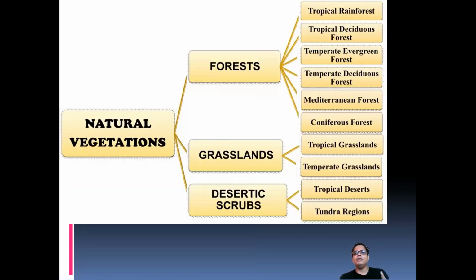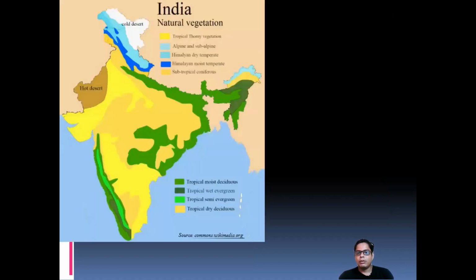If we discuss the divisions, we will discuss them one by one in a later part, but in this part we are going to discuss the types: forest, grassland, and desert. In the types of forest, you can say tropical rainforest, tropical deciduous forest, temperate evergreen forest, temperate deciduous forest, Mediterranean forest, coniferous forest. So this is on a world basis. Then tropical grassland, temperate grassland, tropical desert, and tundra region. So these are all about our vegetation.